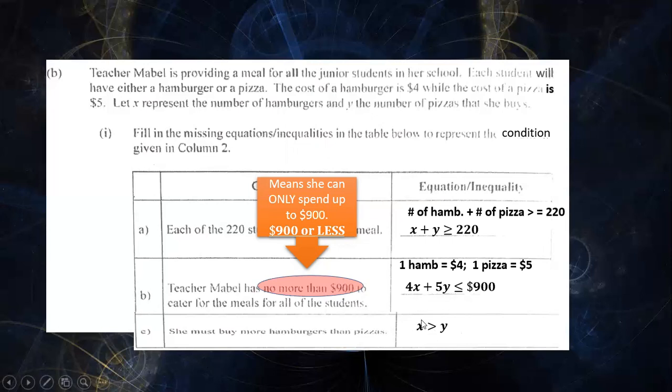Now with part C, it says she must buy more hamburgers than pizzas. So if hamburgers are X and pizzas are Y, X must be greater than Y. Okay, that's pretty much it for the conditions. What do you think? Please put it in the comments.